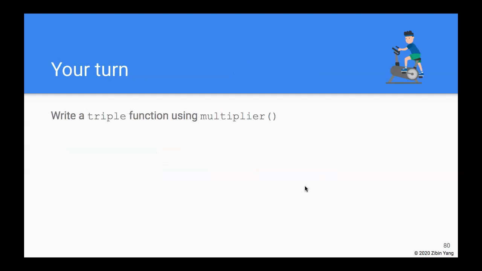So here is a little exercise for you. We also had a triple function earlier that I'd like you to write, but using the multiplier higher order function that we wrote earlier. So please pause the video and give it a try. And assuming you've done that, it should be fairly straightforward that triple is the function returned by calling multiplier with the argument 3. Now, more importantly, make sure you do understand how it works.